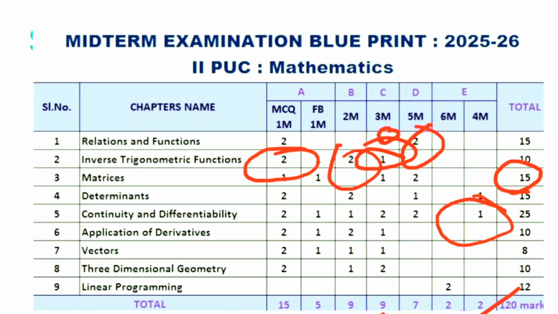So this chapter also gets more than 25 marks. Continuity and differentiability 25 marks, application of derivative 10 marks, vector 8 marks, 3-dimensional geometry 10 marks, and linear programming. Linear programming is very important because this chapter asks about graphs. Sometimes it asks 6 marks, 2 questions. There is a choice in part E, you attend any one, but the graph is most important. Dear students, you must practice the graph. It's a very easy method, very easily scoring.